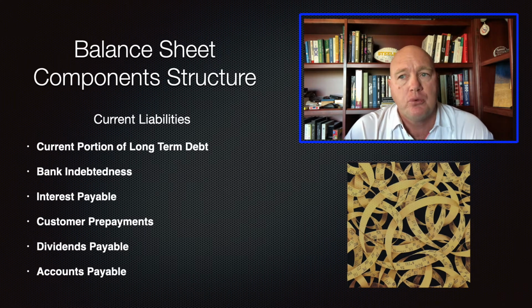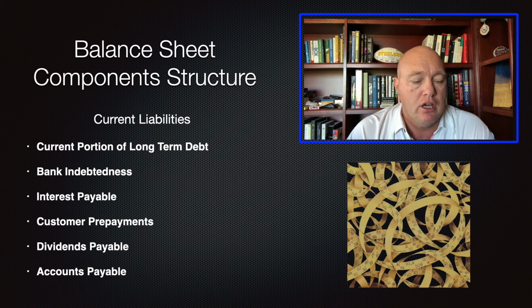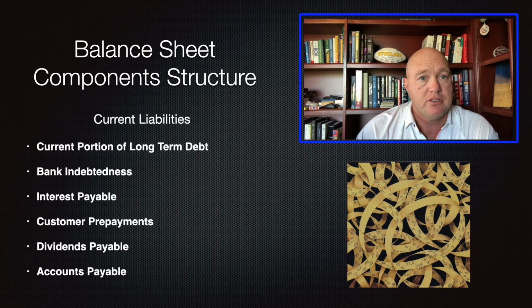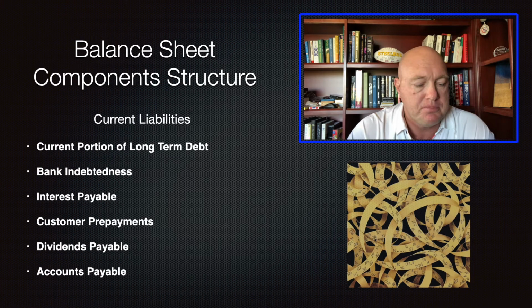The current liabilities are the current portion of long-term debt. So think about it this way. If you have a mortgage, you're supposed to pay off the mortgage over the next 30 years. And your balance sheet under current liabilities would be the next 12 months worth of mortgage payments. So not the entire mortgage, but the amount of mortgage you have to pay in the next 12 months. Next is bank indebtedness. That's just other loans that you have.